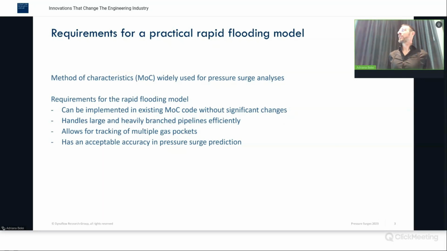Obviously, we wanted it to handle large and heavily branched pipelines efficiently, and also be able to track multiple volumes. Because if you get to a branch, a volume can break up into different parts that can travel through the system independently, and when they meet each other at the junction, they can get together and then go on as a single volume. So we wanted to take all that into account. And last but not least, it should have some acceptable accuracy. It doesn't have to be very accurate. Say 10-20% accuracy is good enough for our engineering purposes.